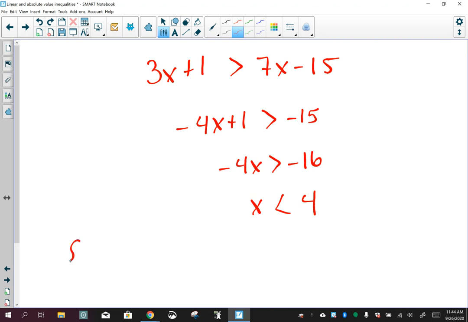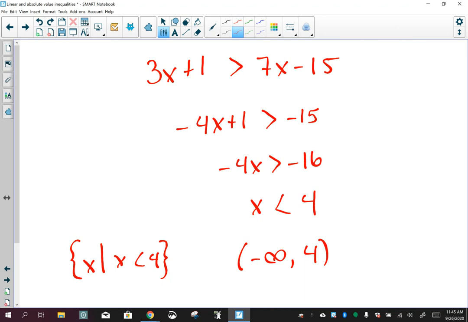So for set builder notation, I got my set of all x values such that x is less than 4. Or if I want it in interval notation, I'm going to go from 4 all the way to infinity. Oh, wait, I lied to you. We're not going to positive infinity, are we? We're going to negative infinity. So scratch that. I'm going from negative infinity, because I want less than, to 4. Here we go. All right.